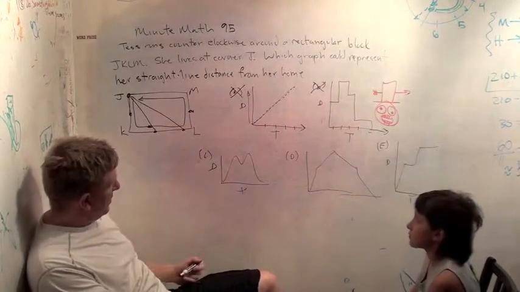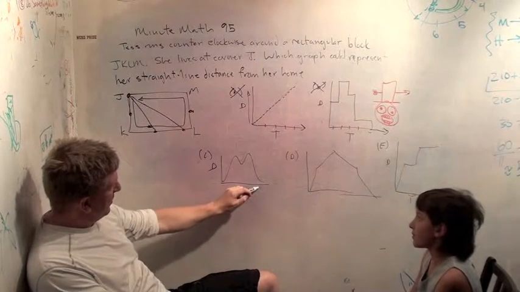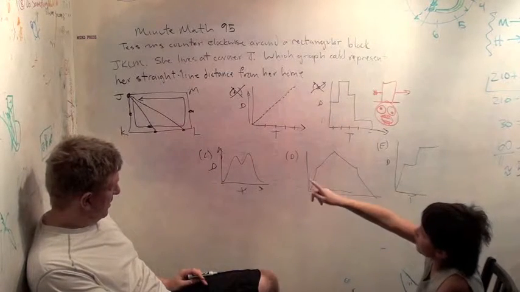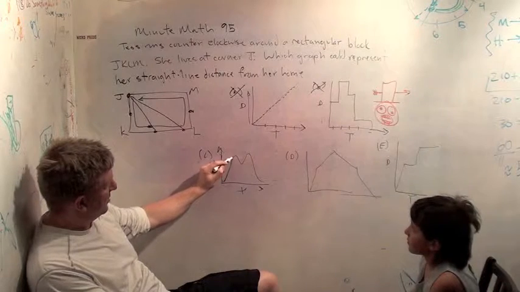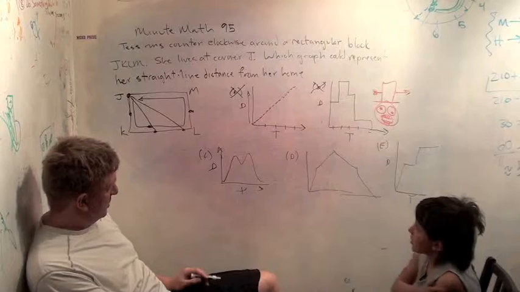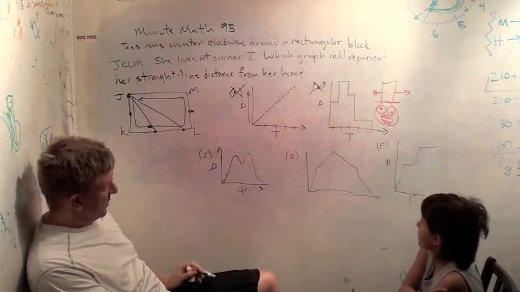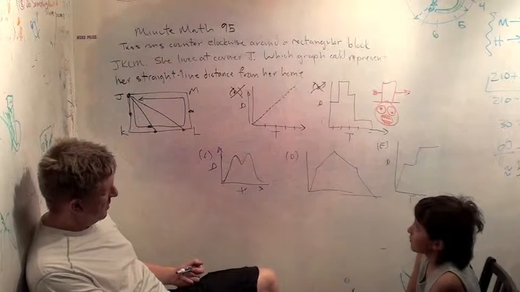What about this graph here? Time's going this way, distance is going up this way. So she keeps getting farther and farther away from her house. The distance gets larger, then when she gets to that halfway point, it gets shorter and shorter, but it shouldn't get larger again. Where do you think she is when she's farthest away from her house?